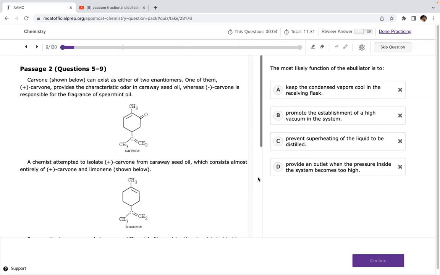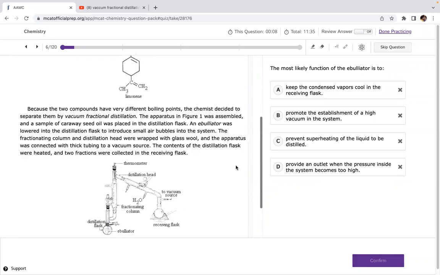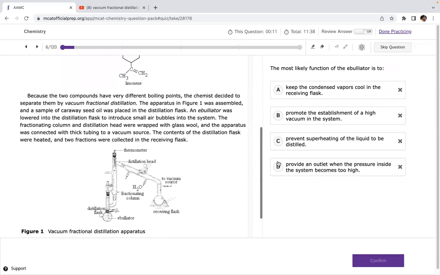The most likely function of the ebullitor is 2. Okay, look at this vacuum fractional distillation apparatus. And I'm going to read the information. Because the 2 compounds have very different boiling points, they were separated by vacuum fractional distillation, and an ebullitor was lowered into the distillation flask. This is my distillation flask and this is the ebullitor.